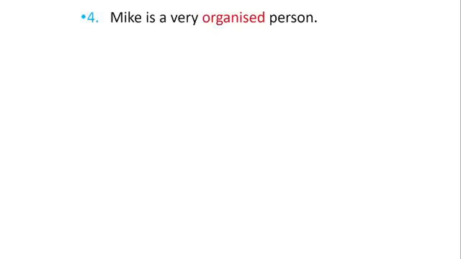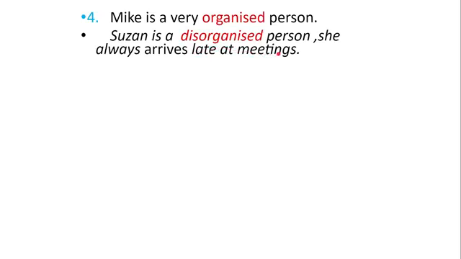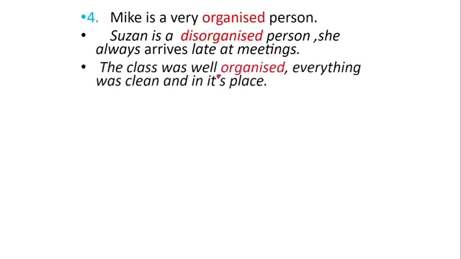Mike is a very organized person. Susan is a disorganized person. She always arrives late at meetings. The class was well organized. Everything was clean and in its place. So the organized person is a person who can plan things carefully and keep things tidy.